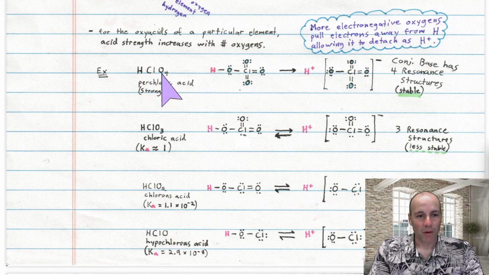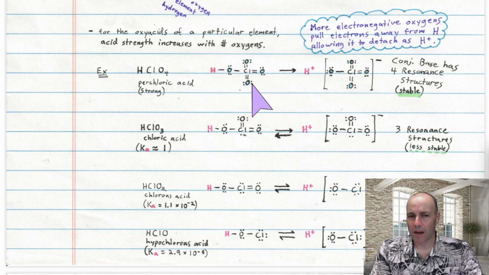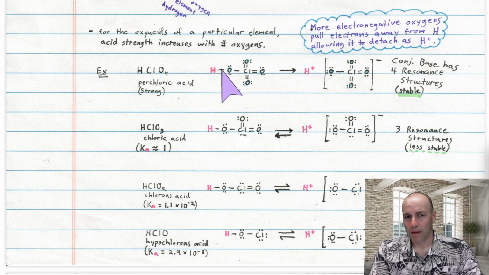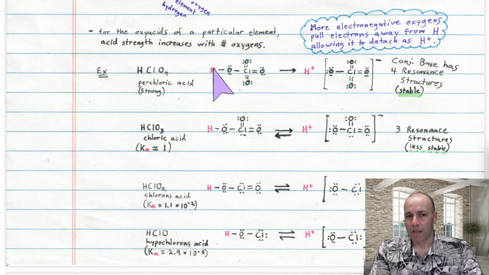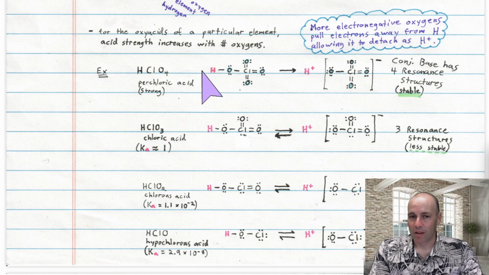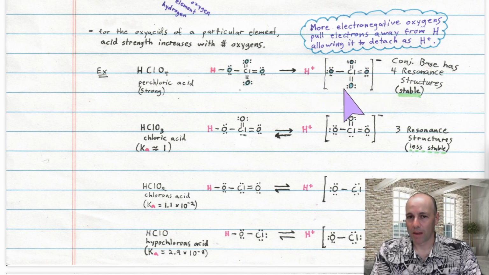The perchloric acid, if you draw its Lewis structure, you can see the hydrogen over here, and these four very electronegative oxygen atoms are really pulling the electrons that are bonded to the hydrogen towards this side of the molecule. So these four oxygens make it very easy for that hydrogen to detach without its electrons. And so there it is, and there's the anion that would form, the conjugate base anion perchlorate.